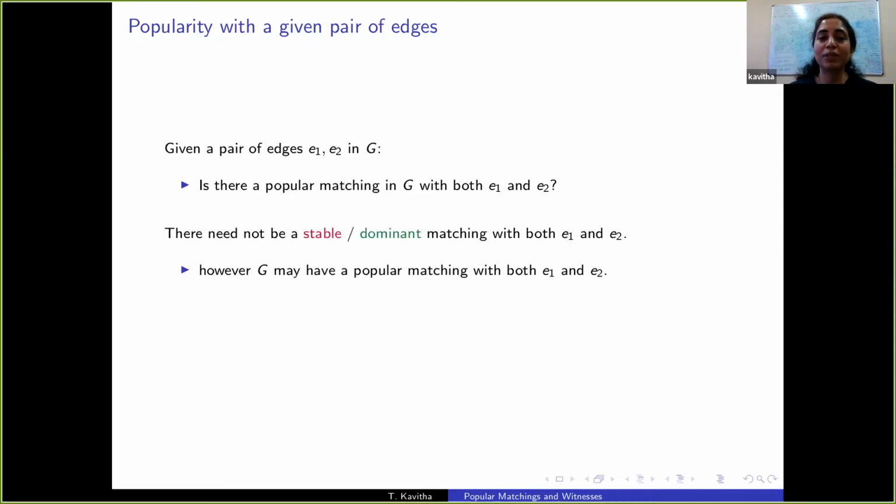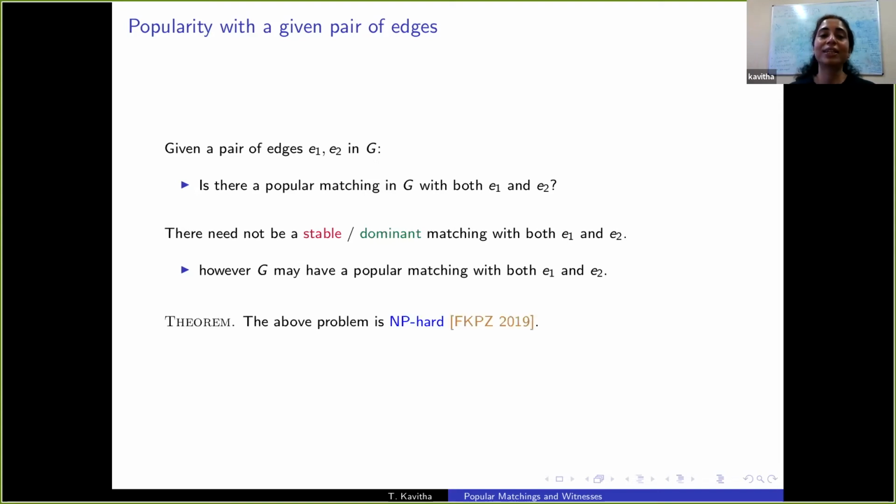Note that there need not be a stable matching with both the edges or a dominant matching with both the edges. There could be a popular matching, but our decomposition theorem says it splits into a stable part and a dominant part. Maybe the stable part has E1 and the dominant part has E2. So it's not that the stable part has both E1 and E2, or the dominant part has both E1 and E2.